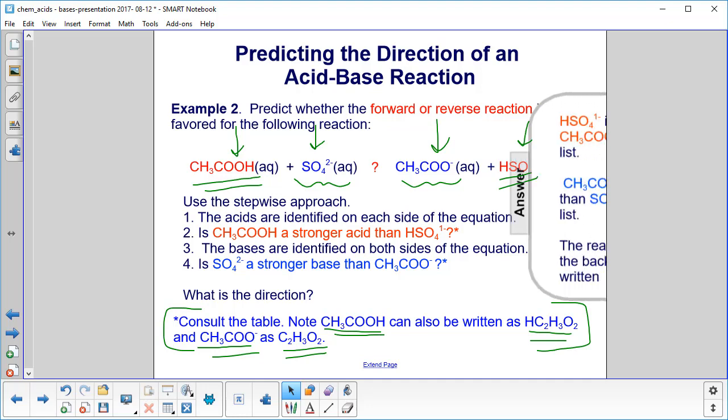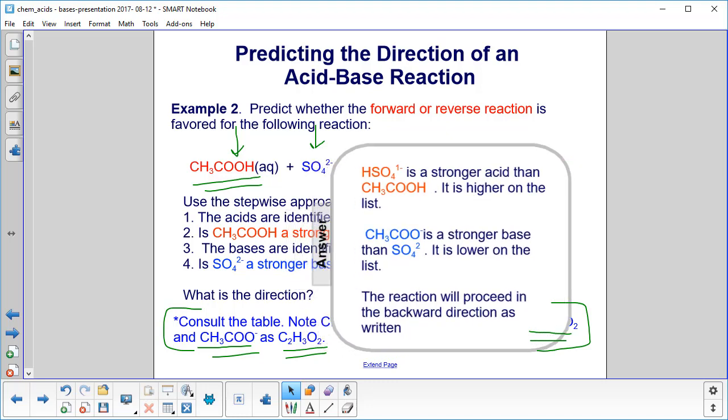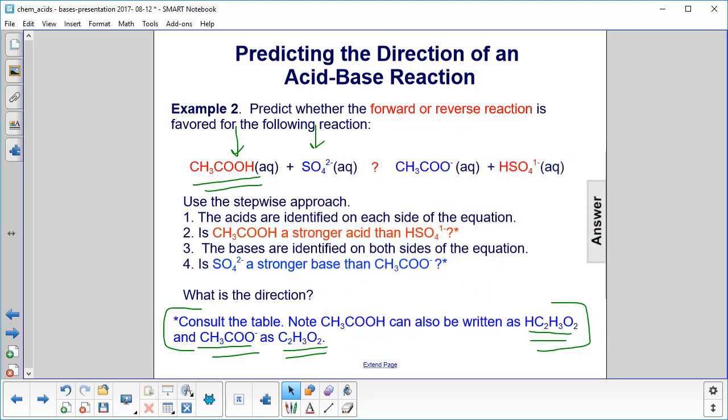And here comes the answer tab. And let me erase our colors there. Sulfuric acid is a stronger acid than acetic acid. It is higher on the list. Acetate is a stronger base than sulfate. It is lower on the list. So in this case, the reaction will be going backwards. So let's go ahead and put the arrow in. That's the direction of the reaction.